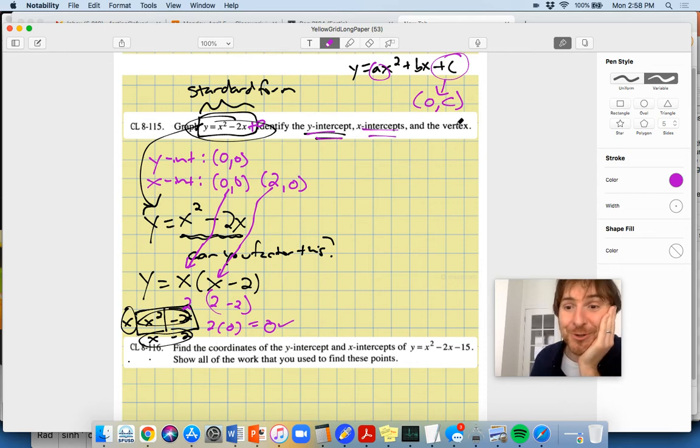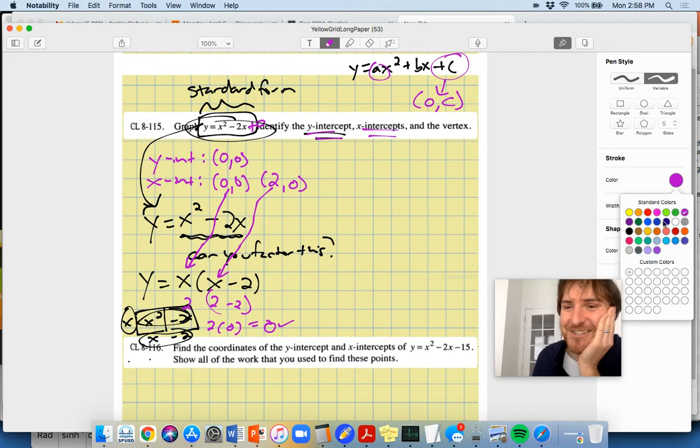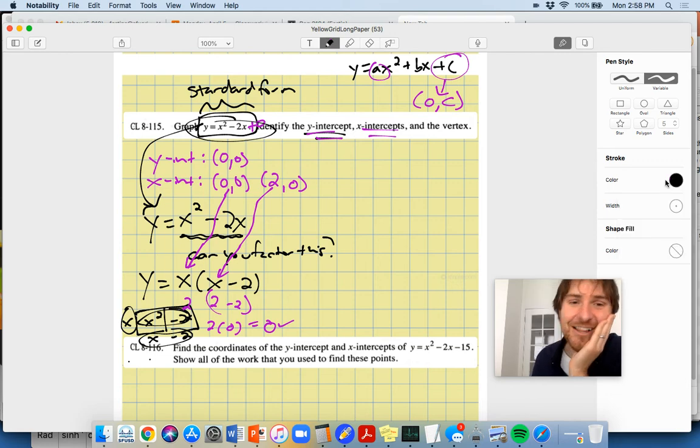Vertex. Ooh, there's a lot of work on this one. It's a Tuesday asynchronous class set. I'm making you guys think. I'm making you guys do lots of work here.